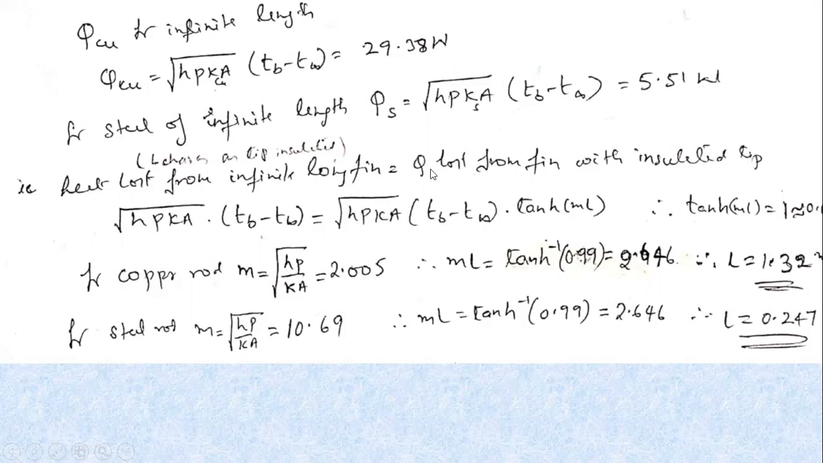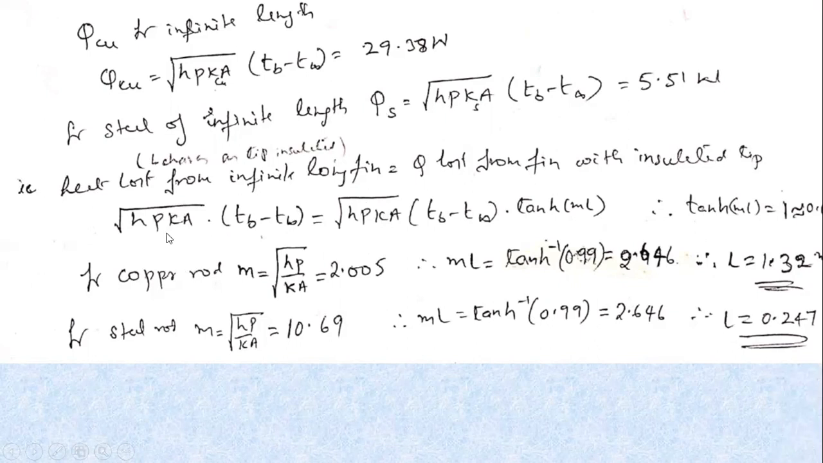Now, we need to find out how long the length of the rod should be to consider it as an infinite length. So what we are doing here is equating the heat transfer from an infinite length rod to that from a short fin with an insulated tip. Short fin with insulated tip means we can get the value of L. Otherwise, the L value is not obtained here. So we are equating these two cases for both copper as well as the steel.